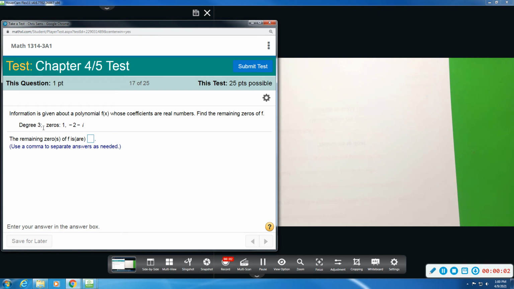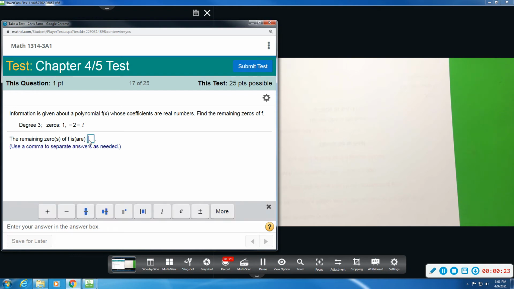Number 17, we have degree 3, so that means we have 3 possible zeros, and we're given 2 of them. One of them is 1, and the other one is negative 2 minus i. So when you see that imaginary number, note that you're going to have the complex conjugate, or the opposite of this. So the missing 0 in this term is just negative 2 plus i.